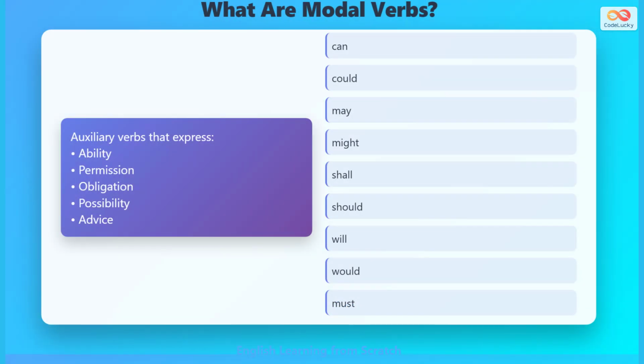Modal verbs are auxiliary verbs that modify the main verb to show different meanings. They express ability like can and could, permission like may, obligation like must, possibility like might, and advice like should. Common modals include can, could, may, might, shall, should, will, would, and must.